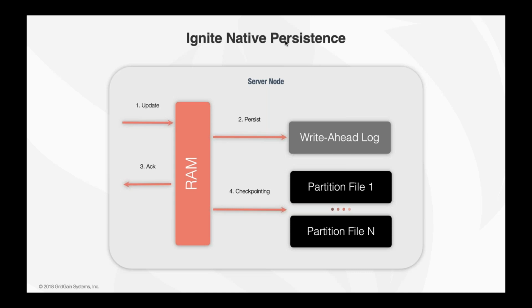Okay, so this is just a quick diagram graphic to show you how this native persistence capability works. I mentioned in the previous slide that we've got this write-ahead log, which contains information about the changes. And then there's some checkpointing that takes place. Each node also has these partition files as well. And then as updates are applied, under the covers, it persists, does the checkpointing, and then sends back a message to confirm that yes, the changes have been applied.